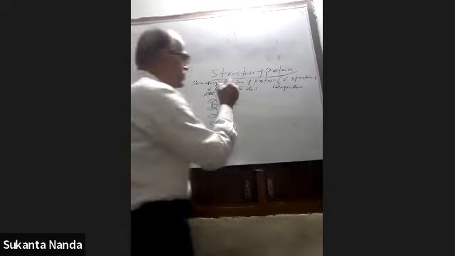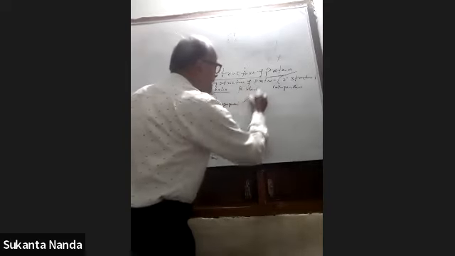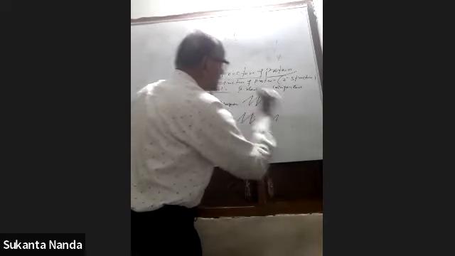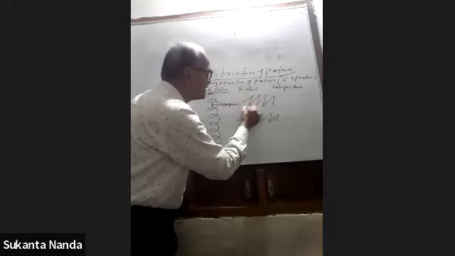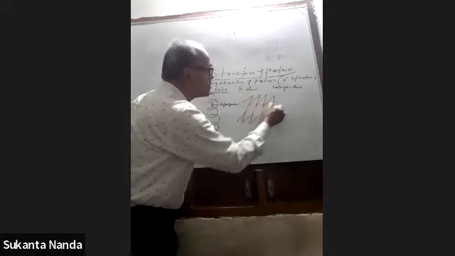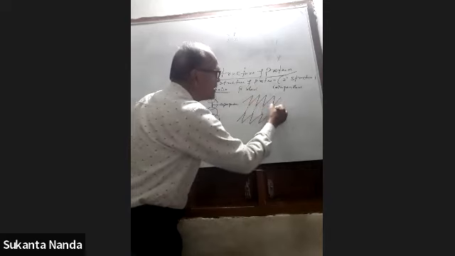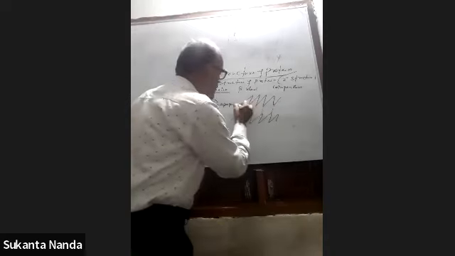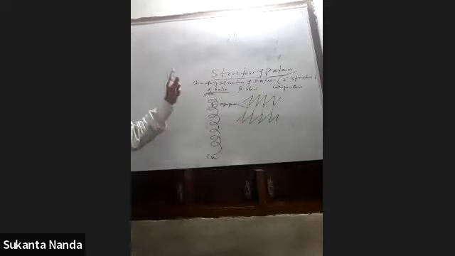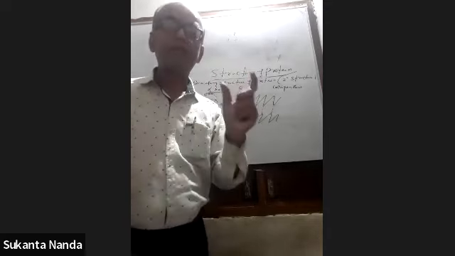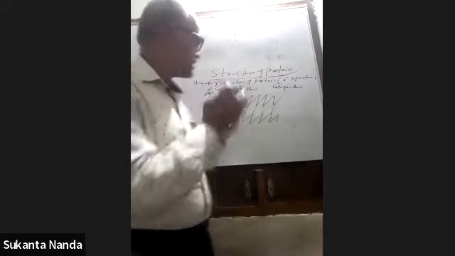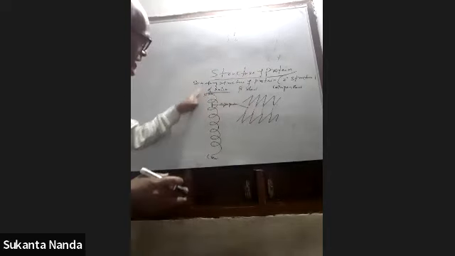Another one is the beta pleated sheet. You see that one strand is like this, another is like this, and they are joined like this. This joining part is called a hydrogen bond. That means in the primary structure, peptide bonds are responsible for joining the amino acids, while here hydrogen bonds do the joining.